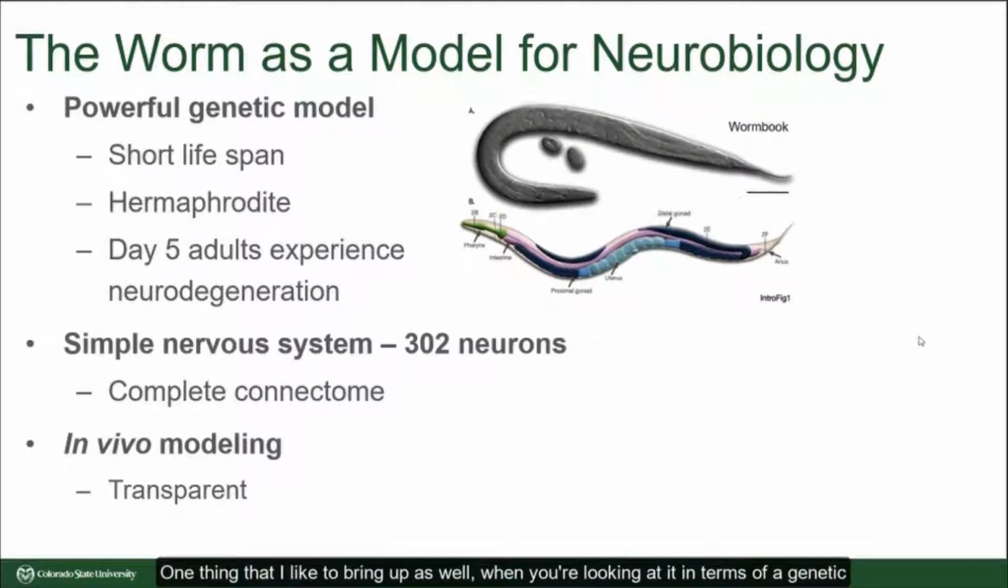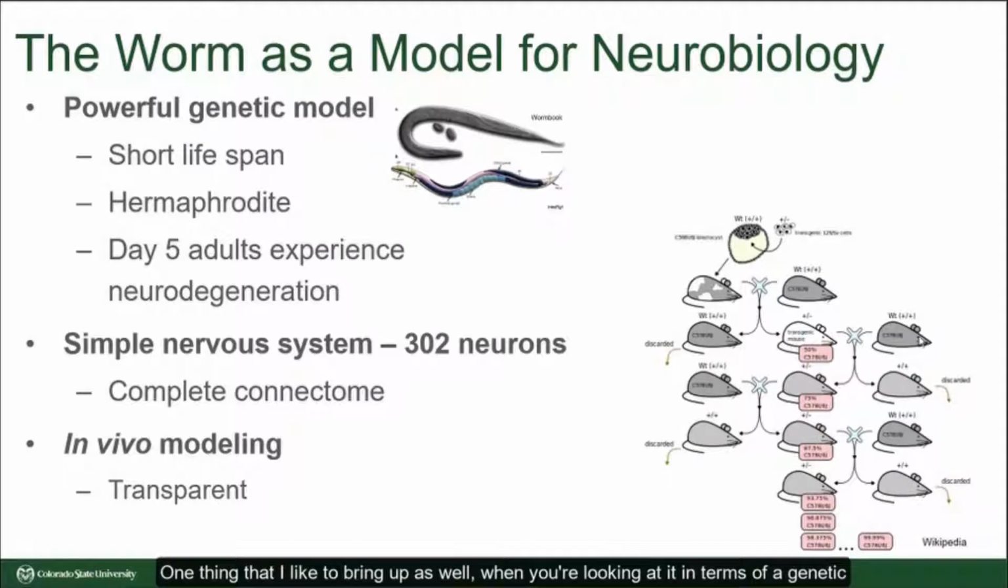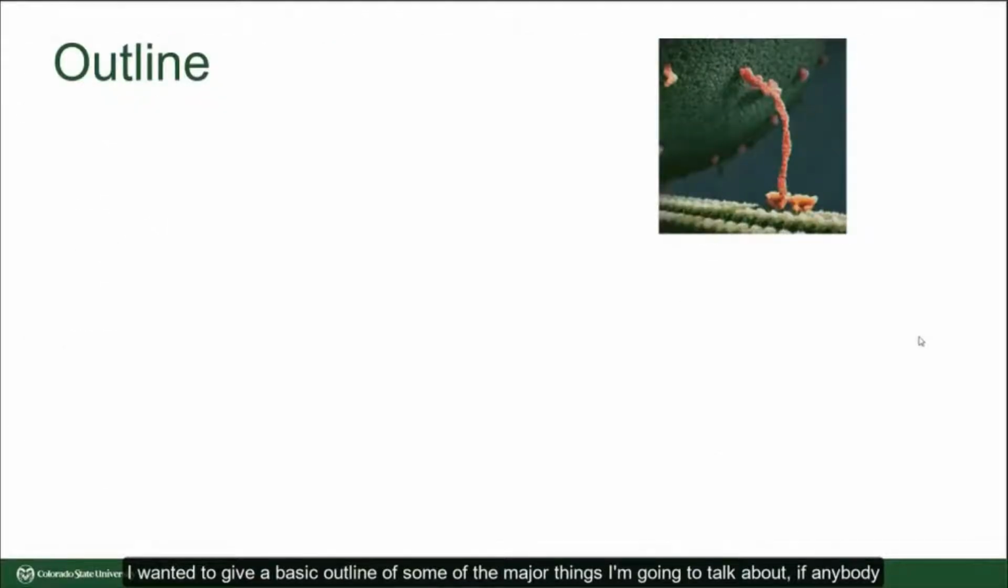And one thing that I like to bring up as well, when you're looking at it as a genetic model, is when you're looking at genetic processes. This is a basic schematic of a mouse cross. From one progeny to the next in mice, it takes about months. In C. elegans, we can have a genetic cross in about 2 weeks. That is anything upwards of double, triple, quadruple mutations in this short time as well. So really quick turnover.